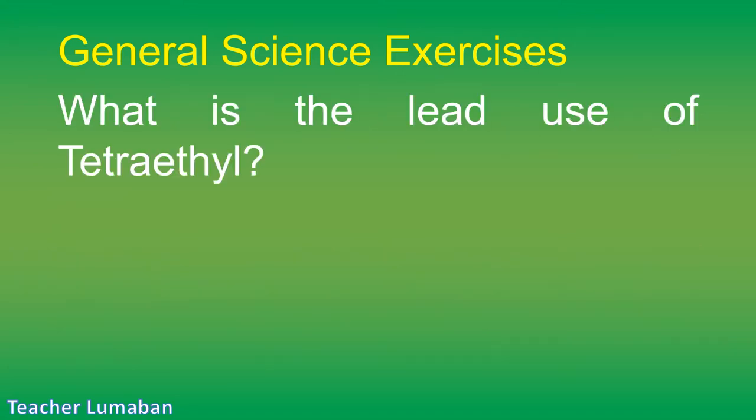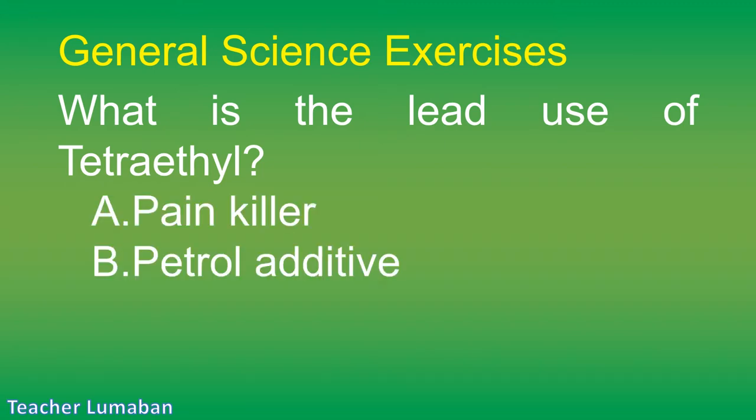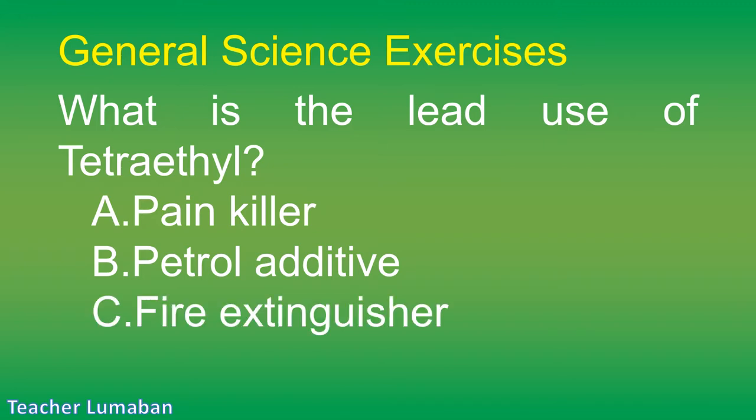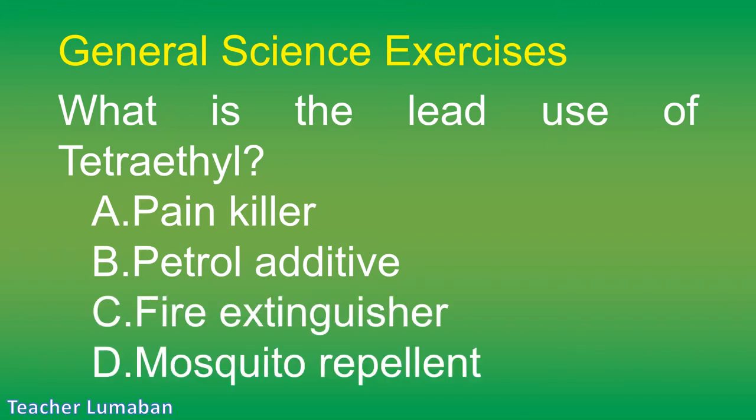What is the lead use of tetraethyl? Letter A. Painkiller. Letter B. Petrol additive. Letter C. Fire extinguisher. Letter D. Mosquito repellent. Choose the suitable answer to the following choices in 5 seconds. 5, 4, 3, 2, 1. The correct answer is letter B.